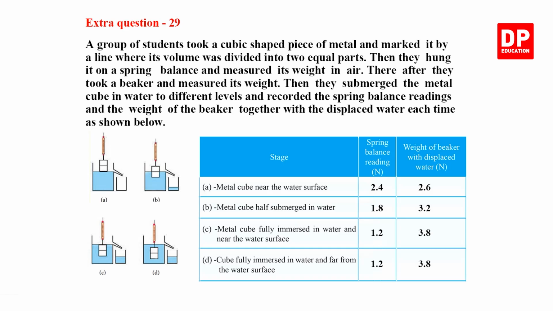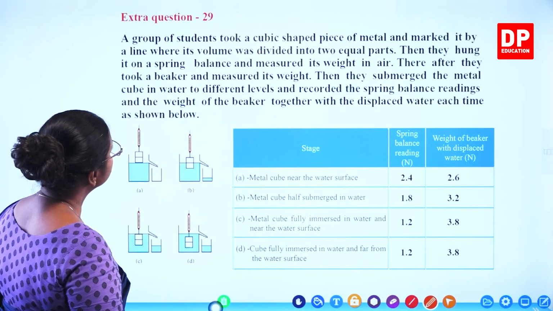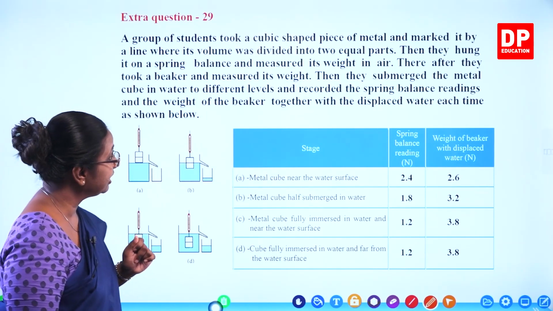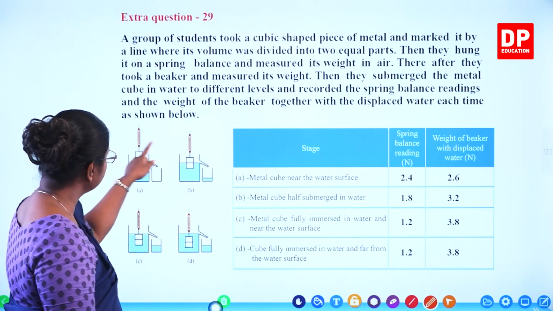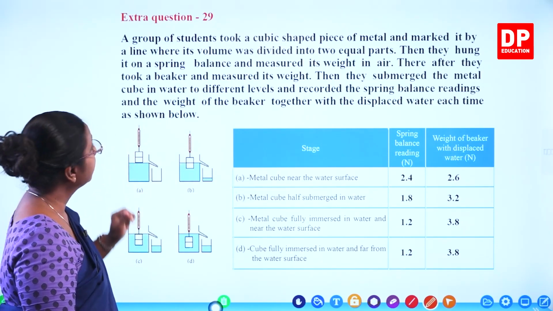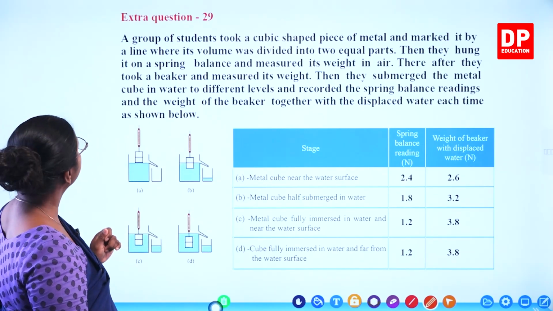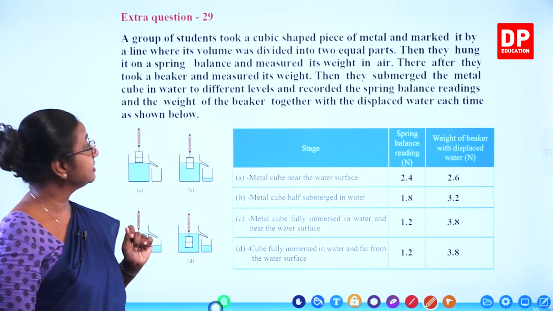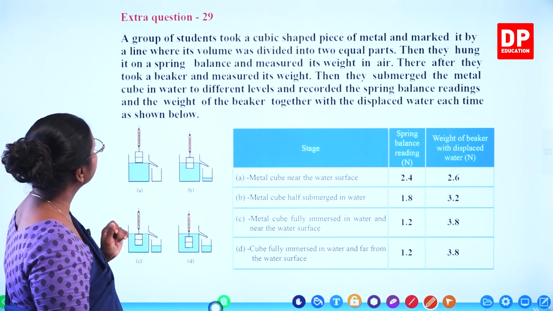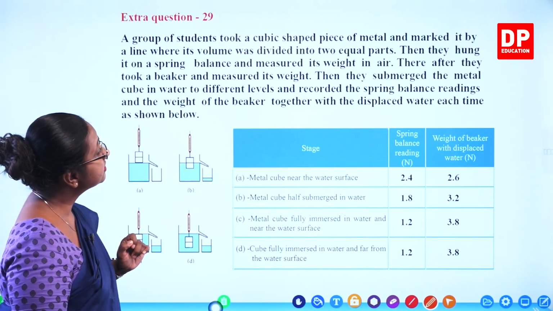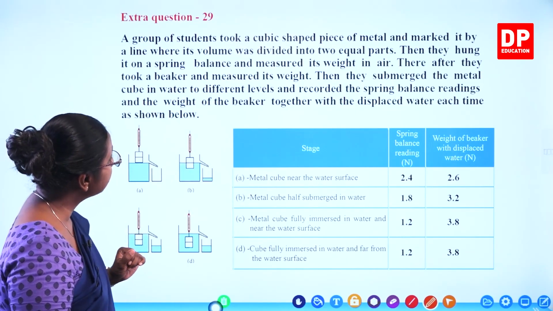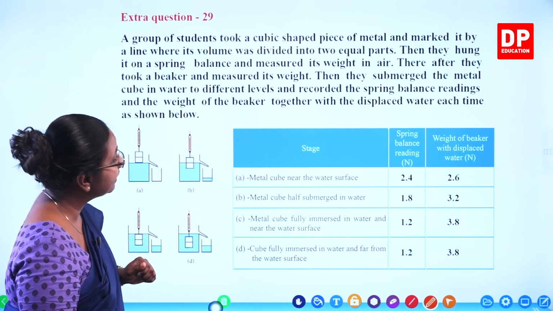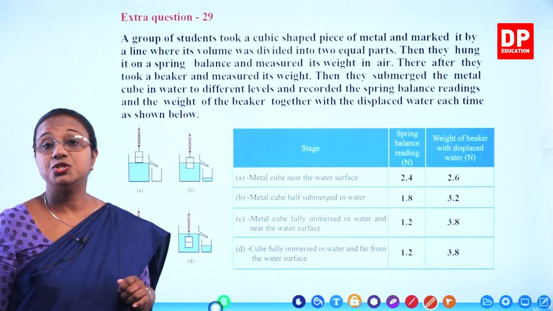Extra question 29. A group of students took a cubic shaped piece of metal and marked it by a line where its volume was divided into two equal parts. So here you can see that has been done for this cubic metal. Then they hung it on a spring balance and measured its weight in air. Thereafter they took a beaker and measured its weight. Then they submerged the metal cube in water to different levels and recorded the spring balance readings and the weight of the beaker together with the displaced water each time as shown below.